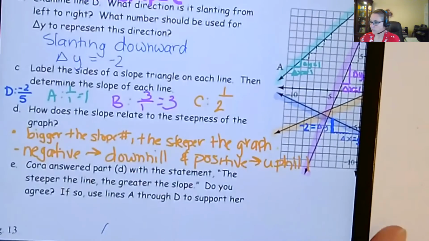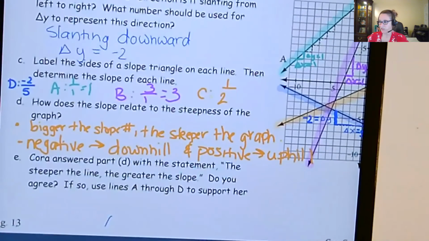Now, on this last one here, it says Cora answered part D with the statement, the steeper the line, the greater the slope. Do you agree? If so, use lines A through D to support her argument, okay? So when we are saying that, you want to really pay attention to the number without the sign.